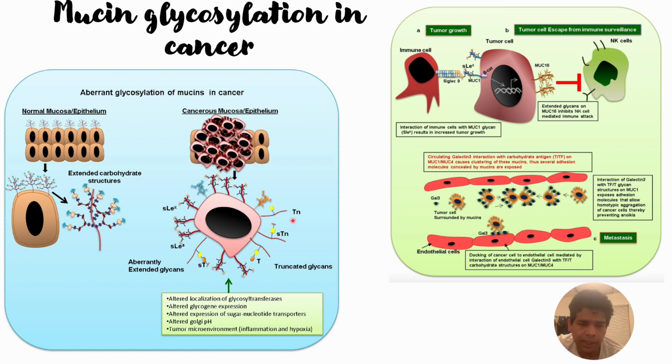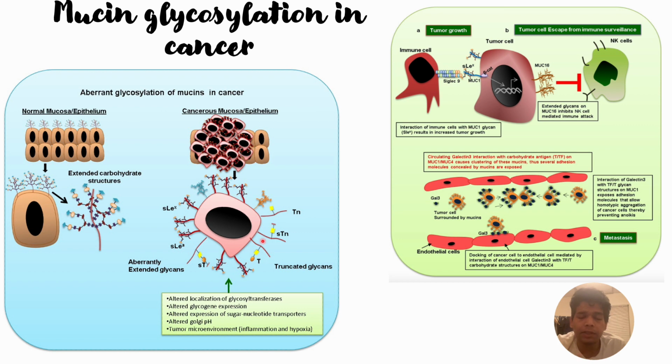Some of these truncated glycan structures involve the Tn antigen, the STn antigen, and the SLeX and SLeA structures. And there are two reasons that I have already discussed. Apart from this, other reasons that might cause this kind of altered glycosylation could be altered Golgi pH, or the tumor microenvironment might also contribute towards this altered glycosylation because of the highly crowded area near the cancerous cells.